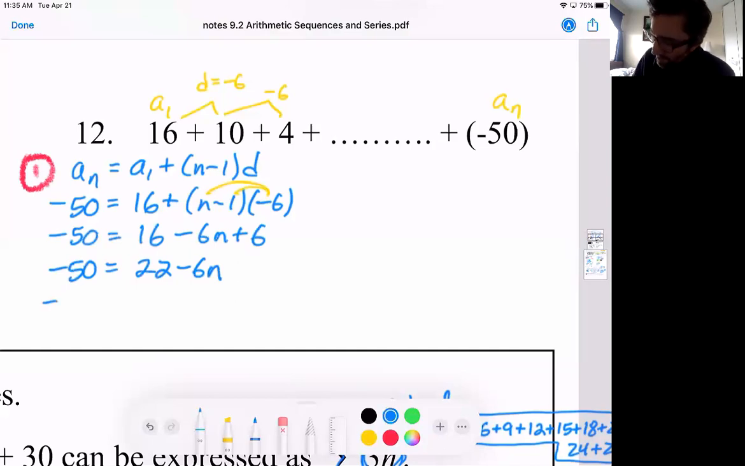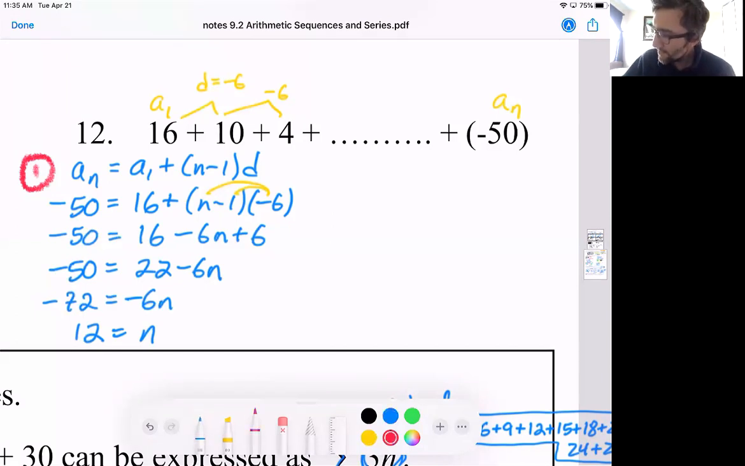Subtract 22 from both sides. And then divide by negative 6. And n is 12. Is that 12? Yeah. Just a side note, you should always get a whole number when solving for n. You definitely made a mistake somewhere if you don't get a whole number. N has to be a whole number. It's the number of terms. You can't have 3.5 terms in a series. It's either 3 or 4 terms or some other whole number.